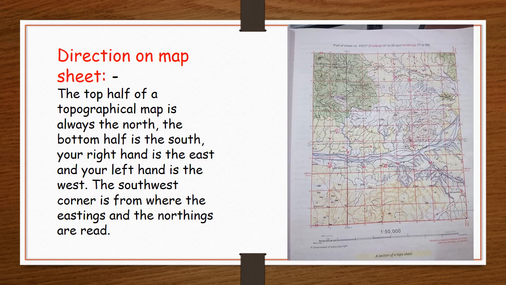Now let's understand about the direction on a map. The top half of a topographical map is always north. The bottom half is south, and your right hand is the east and your left hand is the west. One more important thing: for any calculation or any measurement of the length of the river or direction, we have to find from the southwest corner, that is from where the eastings and the northings are read. So generally in the exam the question is asked about the direction of the river, and very easily you can find out and write the answer.